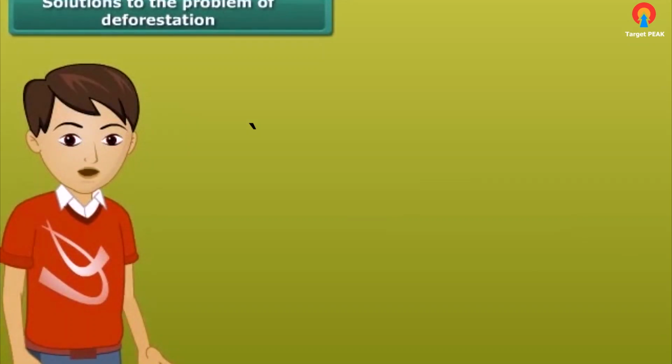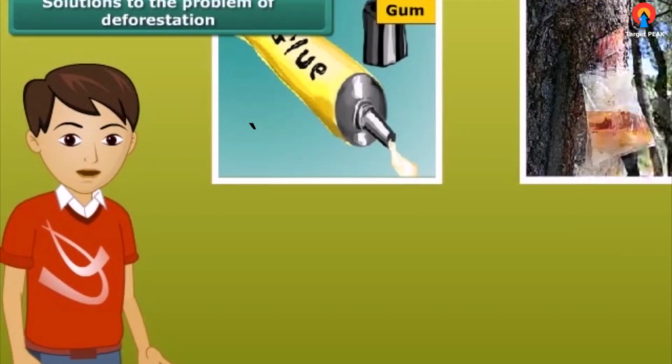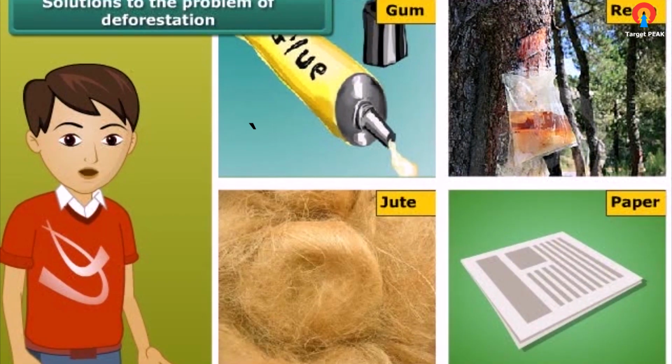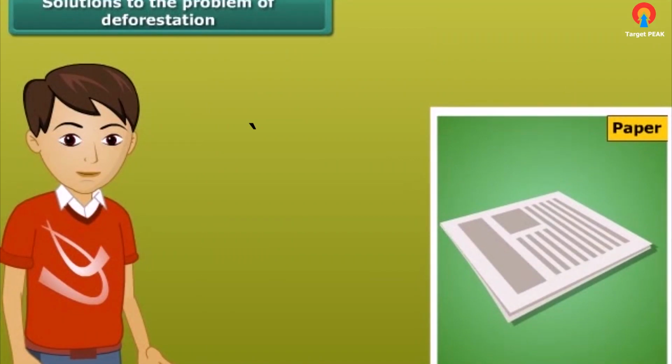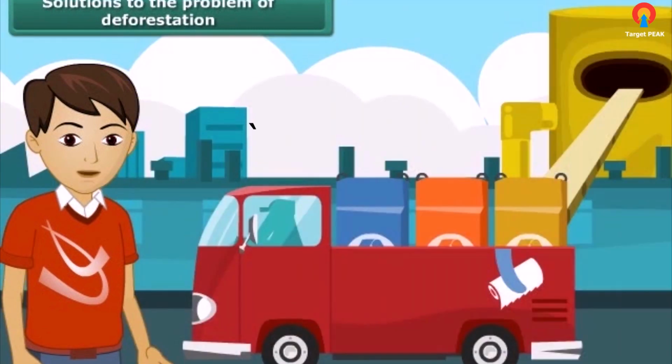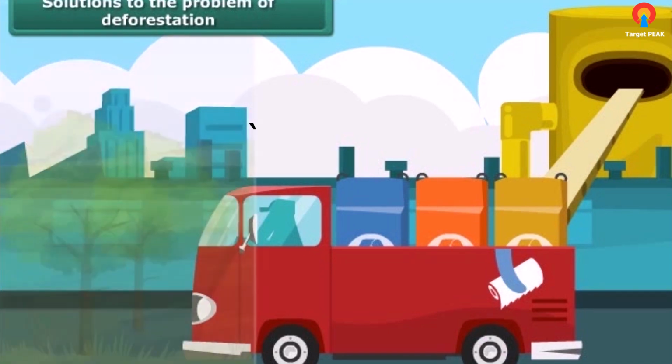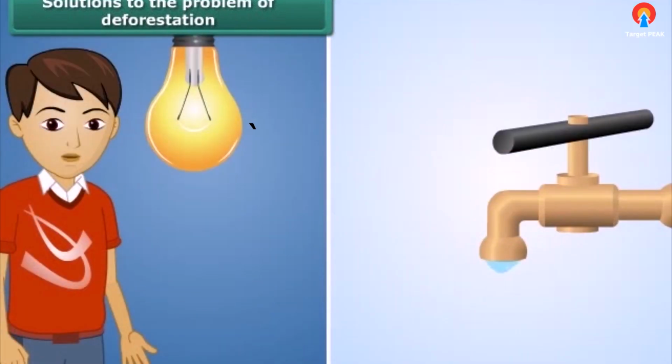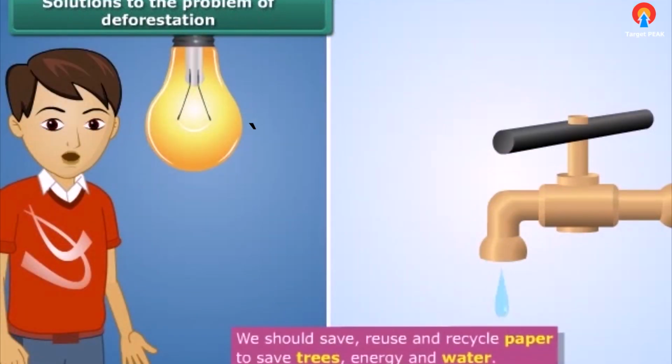We get many things from forests. Gum, resin, jute and paper are important products. Can you think of any alternatives available for paper? What would happen if we had no wood? Well, to all these questions, recycling of paper is the simple answer. Paper can be recycled 5 to 7 times for use. By recycling paper, not only the trees, but also energy and water could be saved. Thus, we should save, reuse, and recycle paper.